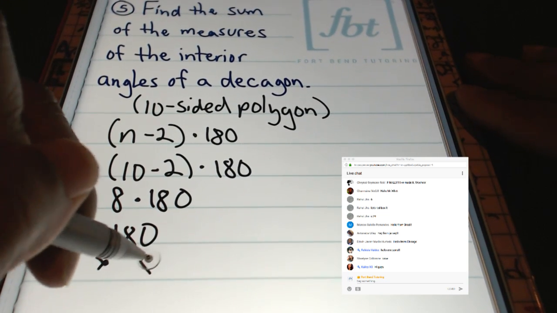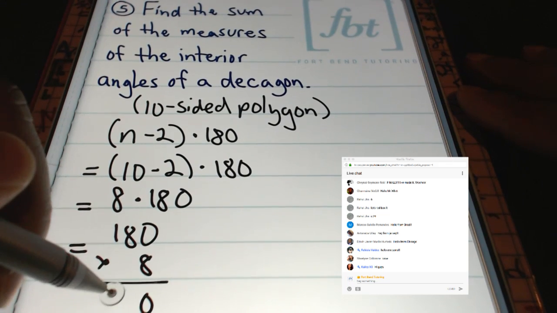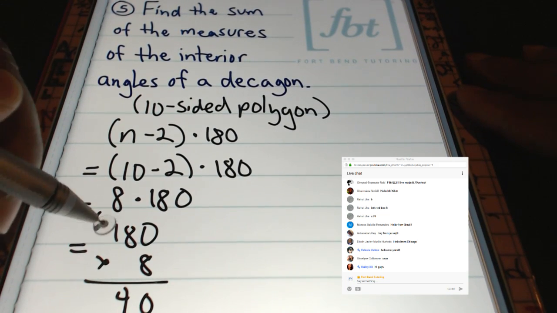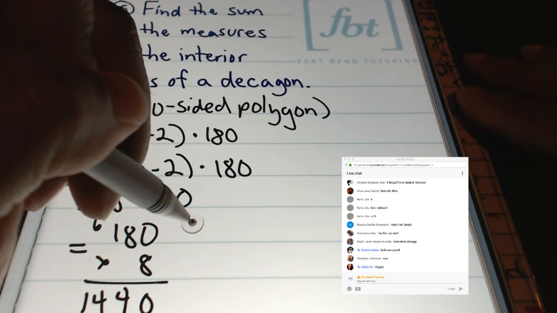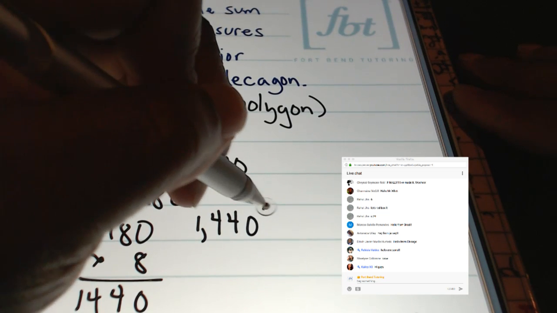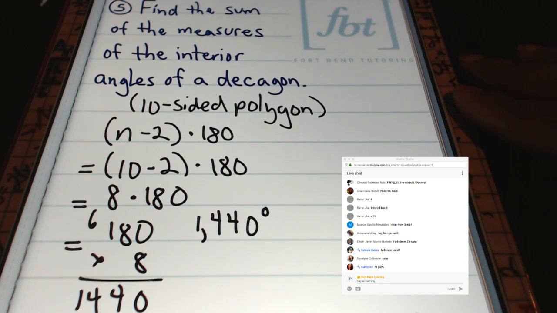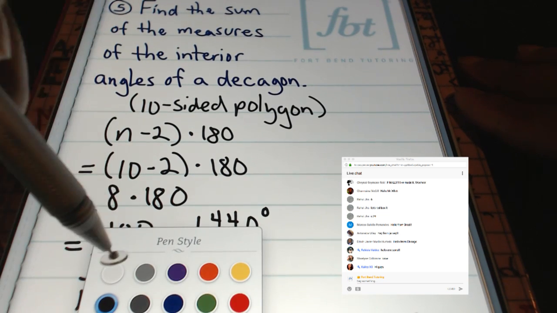I do not know what this value is. 8 times 0 is 0. 8 times 8 is 64. I'm going to carry the 6 right there. 8 times 1 is 8 plus the 6 gives me 14. There we go, guys. We have 1,440 degrees. That is the sum of the interior angles of a decagon using the sum of the interior angles formula.